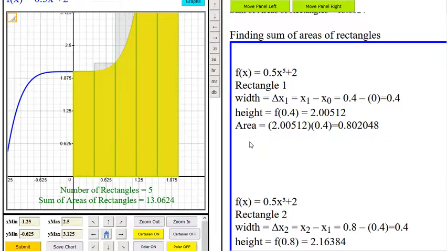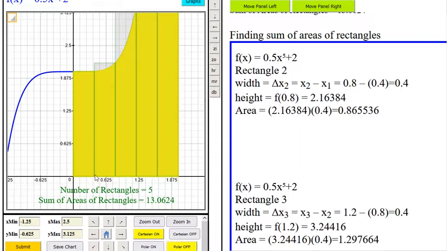And now let's go to the second rectangle. This is x sub 0, x sub 1, x sub 2. And so the width, x sub 2 minus x sub 1, is still 0.4 because all widths are the same. And therefore this is 0.4 and this is 0.8. We will use the 0.8 to find the height since we're using the right endpoint method.